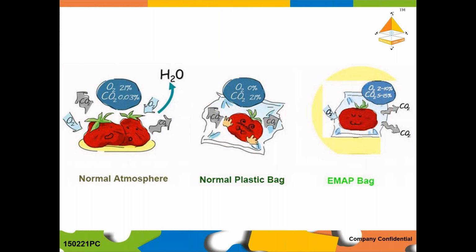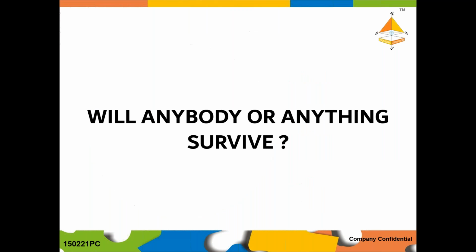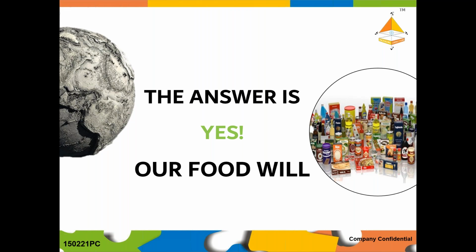So this is normal atmosphere, another picture, a normal plastic bag, and a modified atmosphere bag. Imagine again 90% nitrogen, 10% carbon dioxide, and approximately no oxygen. Will anybody or anything survive? I think if you're using MAP, our food will survive.